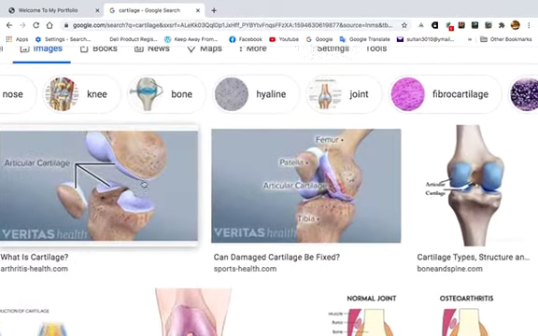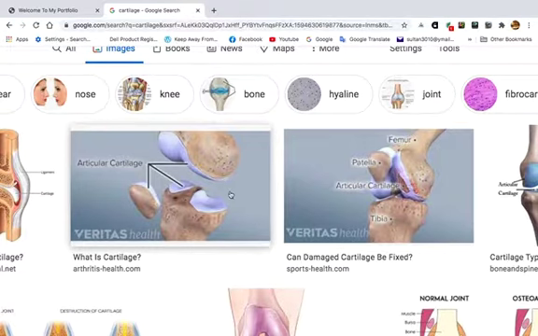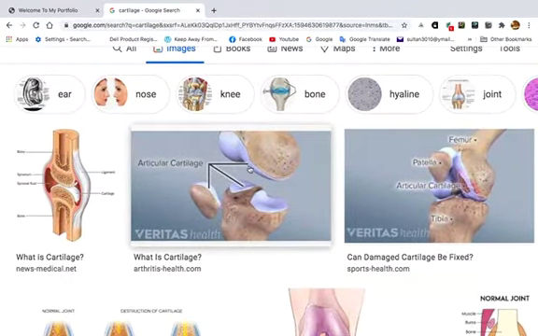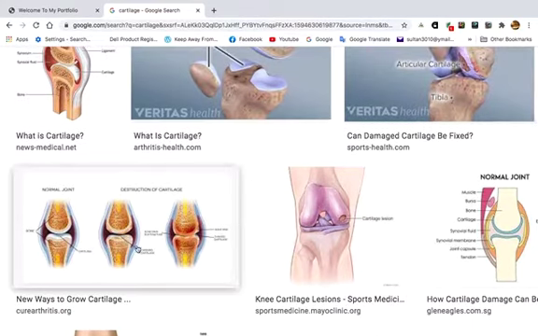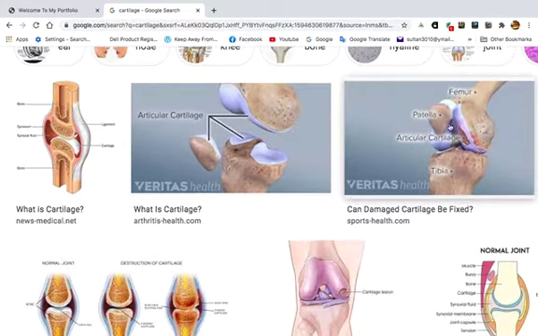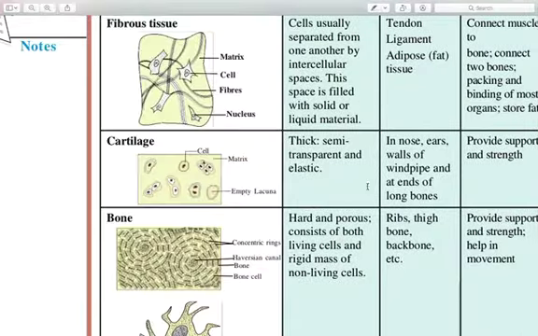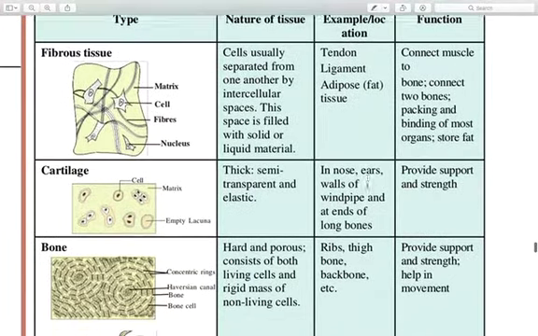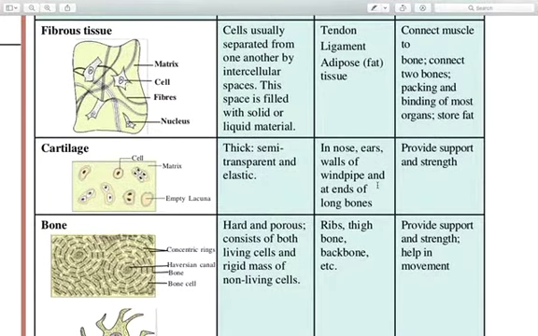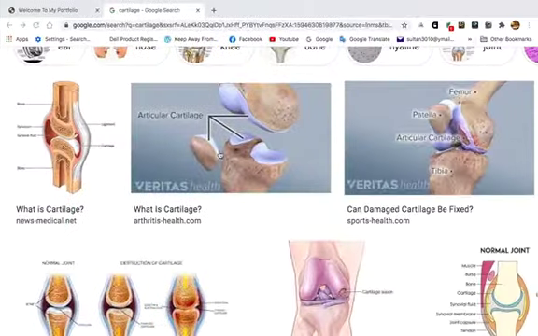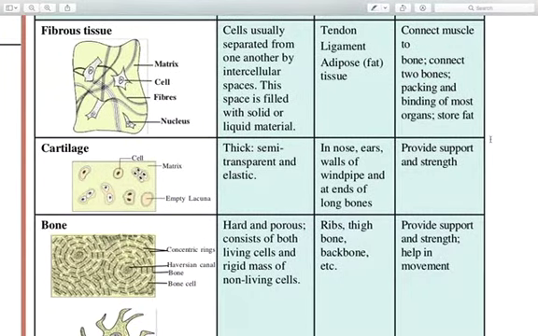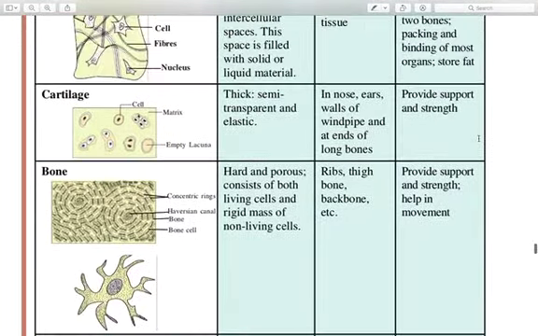So here is the cartilage. I told you, it is found at the end of the bones. Here is the cartilage. So they are found in the nose, ears, and walls of the windpipe. We have the windpipe for breathing, and they are found on the walls of the windpipe and also at the end of the long bones, as I told you here.